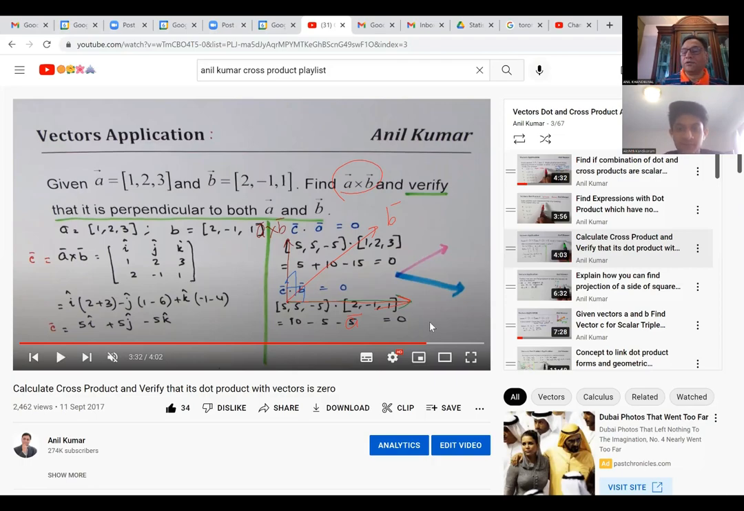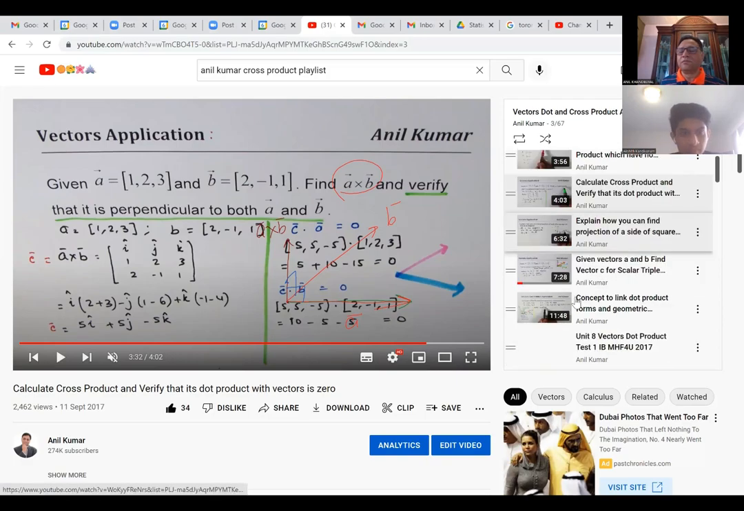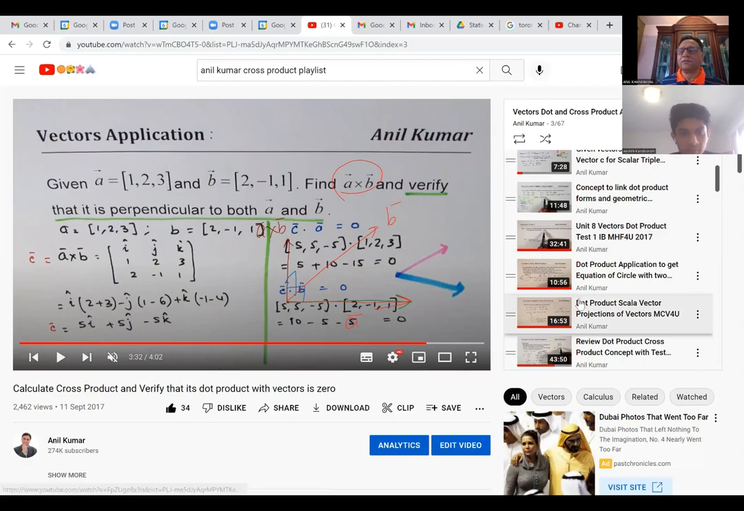So that is the beauty of the question. And so now, do you get how you calculate the cross product and how you verify it with the dot product? Yes, sir, I get it. Very beautiful, simple example. Is that clear to you? Yes, sir. Clear. Okay. So we'll take more examples on this.